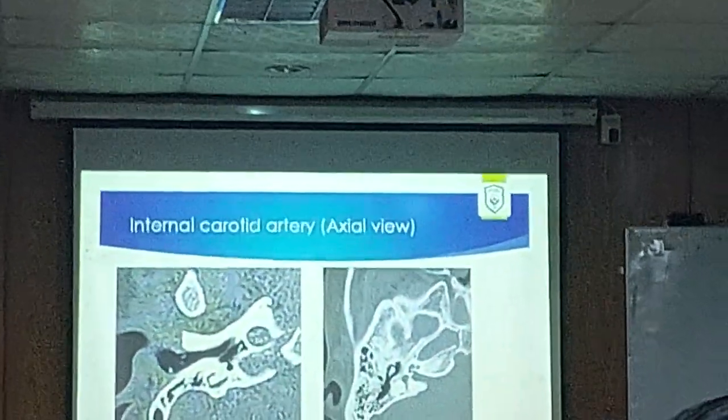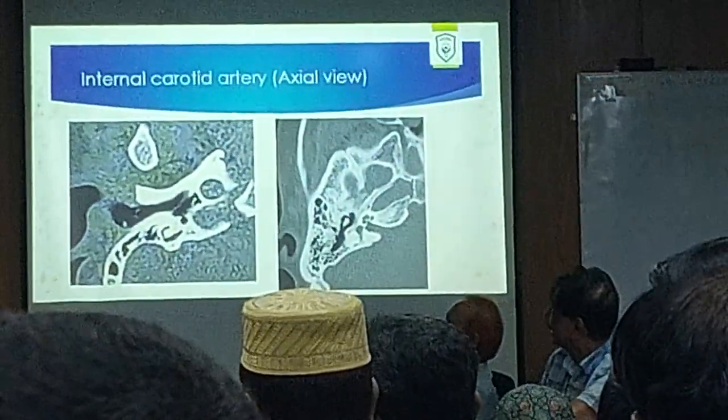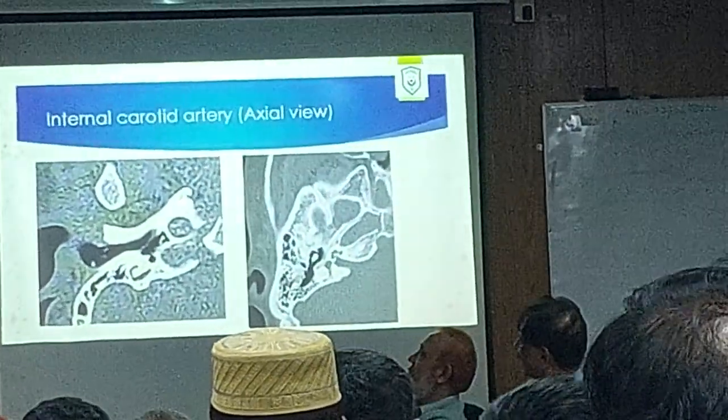So another important thing we have to find is the position of the internal carotid artery.